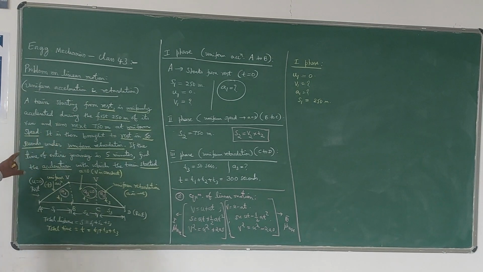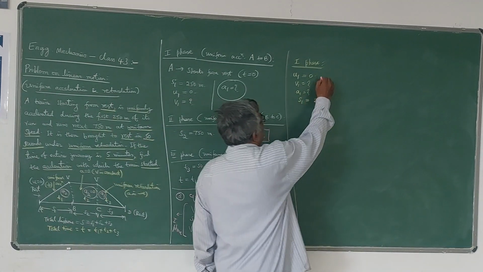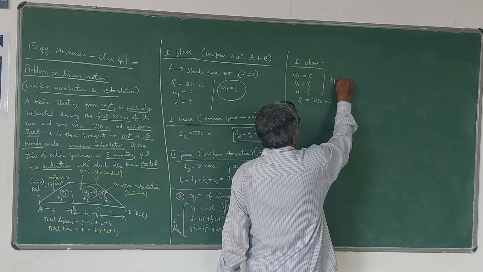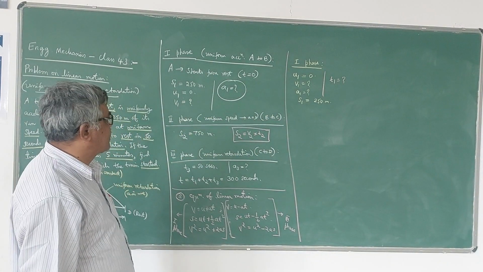so both a is not known and t1 is also not known. See here, t1 is also not known. We are not given t1, so t1 is also not known. That means three unknowns are there here. So we have to use all the three equations for that.